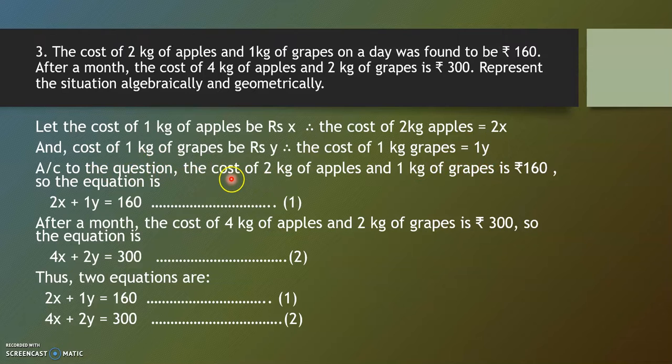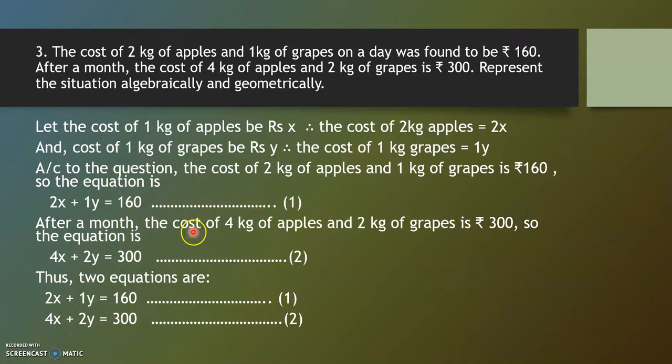Okay, according to the question, the cost of 2 kilogram of apples and 1 kilogram of grapes is costing him 160 रुपीस. ठीक है, तो हम इसे इक्वेशन में कैसे लिख सकते हैं? फर्स्ट हो जाएगी 2 किलोग्राम ऑफ एप्पल्स प्लस 1 किलोग्राम ऑफ grapes. When they are bought together, they will cost 160 rupees. So this is your first equation.